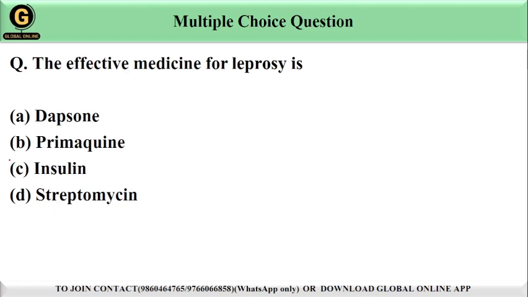Let's move to the next question. The effective medicine for leprosy is, options are given: A, dapsone, B, primaquine, C, insulin, and option D, streptomycin. Guys, the correct answer is dapsone. The reason is dapsone is an antibiotic used to treat leprosy, which works by killing the bacteria responsible for disease. It is commonly used as a part of combination therapy to prevent the development of resistance. So the correct answer is option A, dapsone.